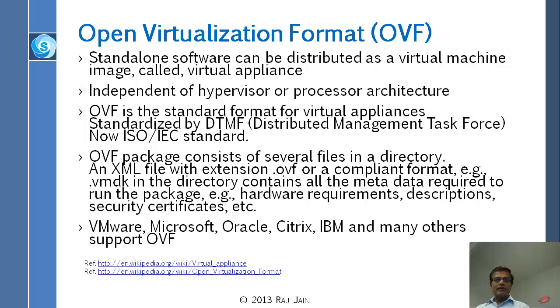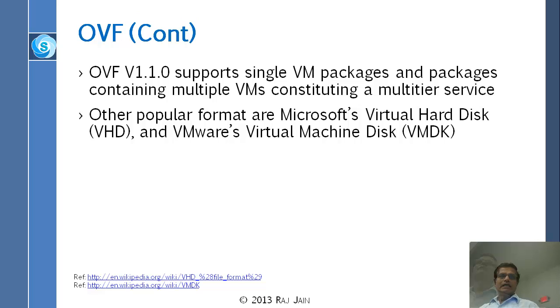So VMware, Microsoft, Oracle, Citrix, IBM, and many others support OVF. So that's the universal standard now. That makes life easy, because all the hypervisors support it. It's not really independent, but all the hypervisors know how to read XML. So version 1.1 also allows single VM packages and multiple VM packages. So you could have a multi-VM package too. And other popular formats are VHD and VMDK.